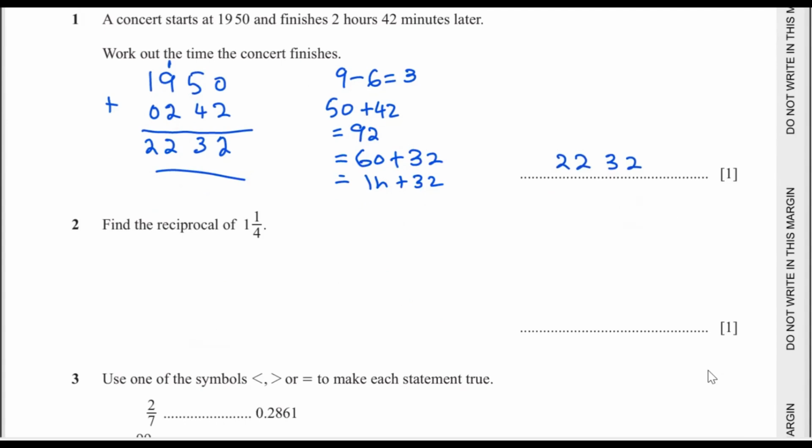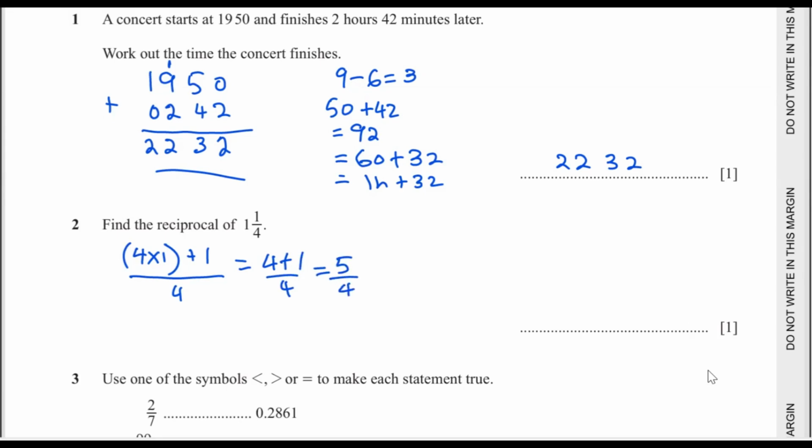Question number 2, we are asked to find the reciprocal of 1 whole number 1/4. So we turn this mixed number into an improper fraction. So what we do here is to multiply this denominator 4 by this whole number 1. So we have 4 times 1 plus 1, all over 4, and that gives us 4 plus 1 all over 4, and that is 5 all over 4.